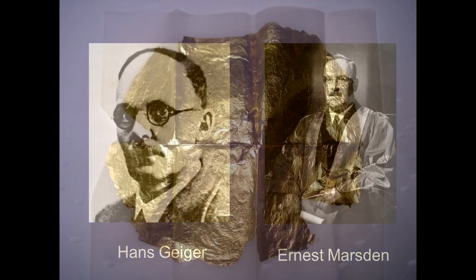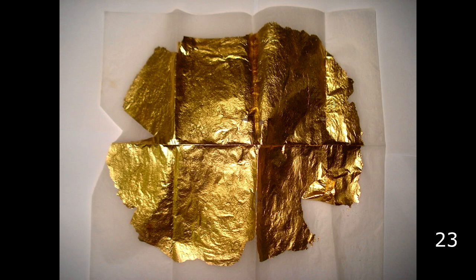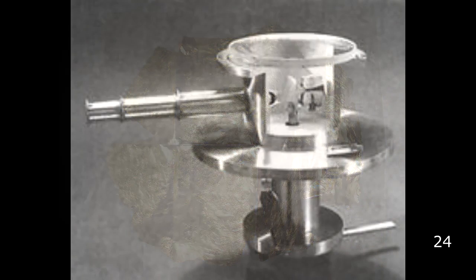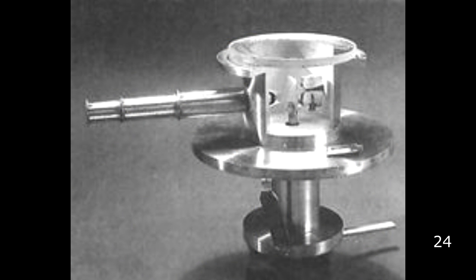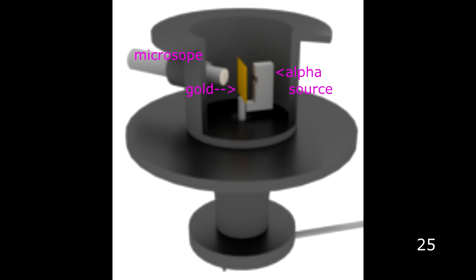They decided to use gold foil because it was so soft it could be rolled into extremely thin sheets, and they could make very slight changes in the thickness because of the ease of working with the gold. Here's a picture of the equipment that Marsden and Geiger used to detect the alpha particles. Here we see a piece of gold foil placed in the center of the apparatus with the source of alpha particles directly behind it. Rutherford used radioactive radium as a source of alpha particles.